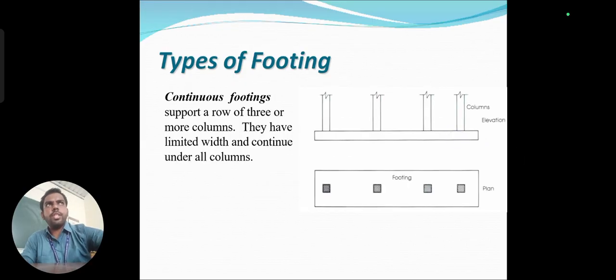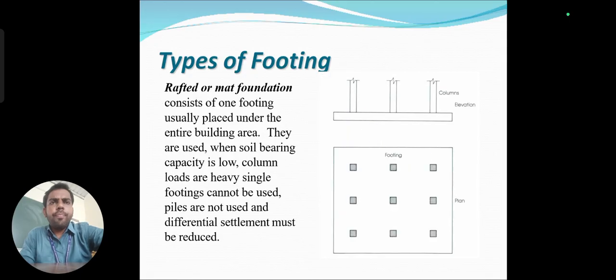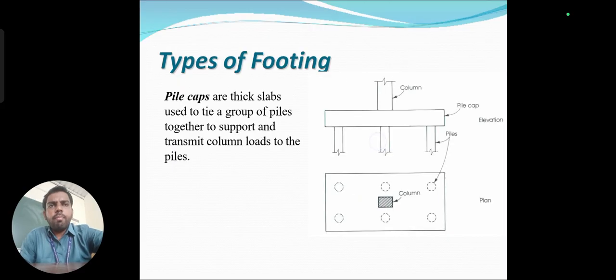Next, continuous footing. When more than two columns are in a row, continuous footings are provided. Next, mat foundation. Where soil swelling is very high, such as black cotton soils, you have to provide raft or mat foundations. Where soil bearing capacity is very low and column loads are heavy, a single footing cannot be used, and in that situation we prefer the mat footing.